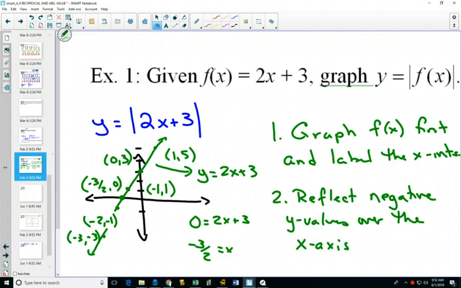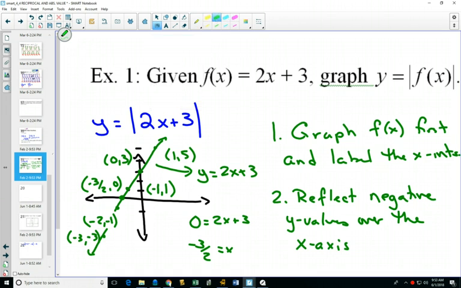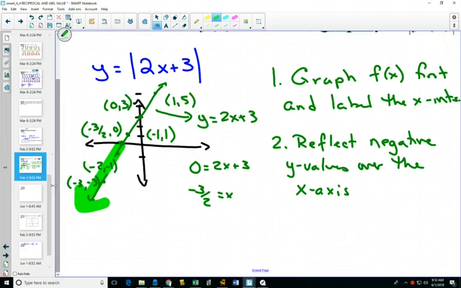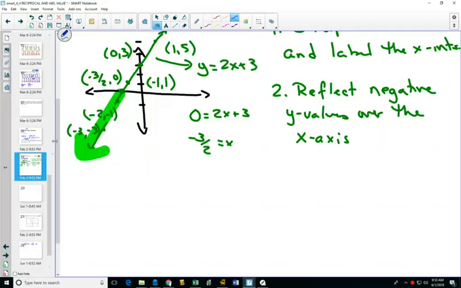All the absolute value does is say, where are our y values negative? We can highlight those. Our y values are negative here. And wherever our y values are negative, we can reflect those over the x-axis. So what will that look like? Well, I'll redraw my graph.